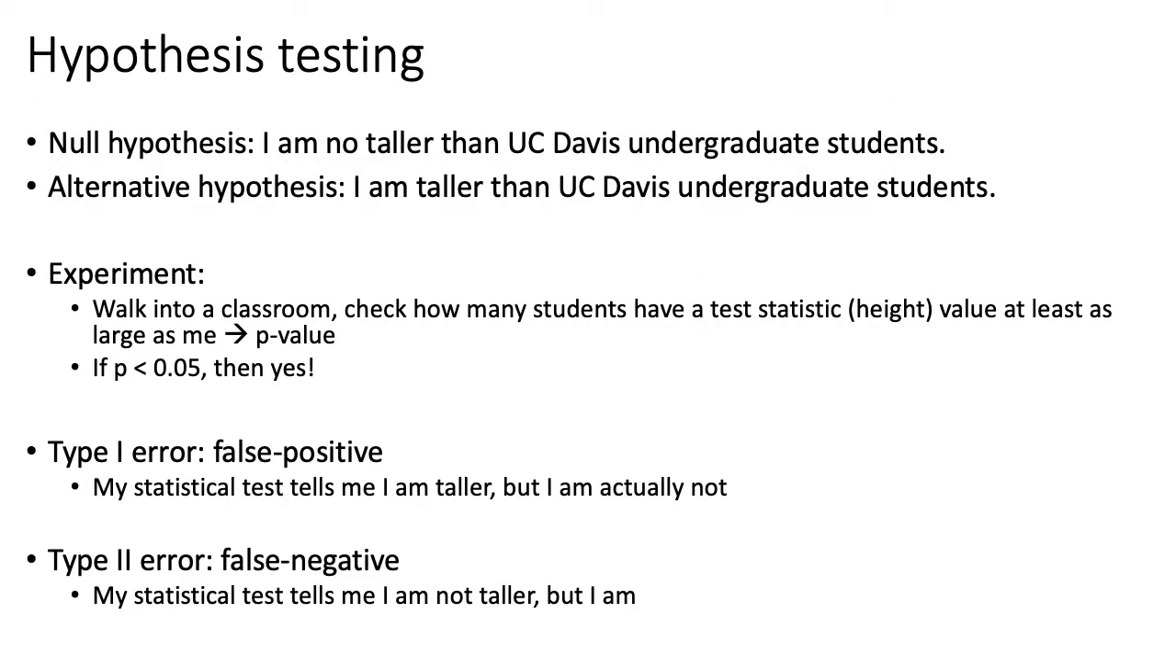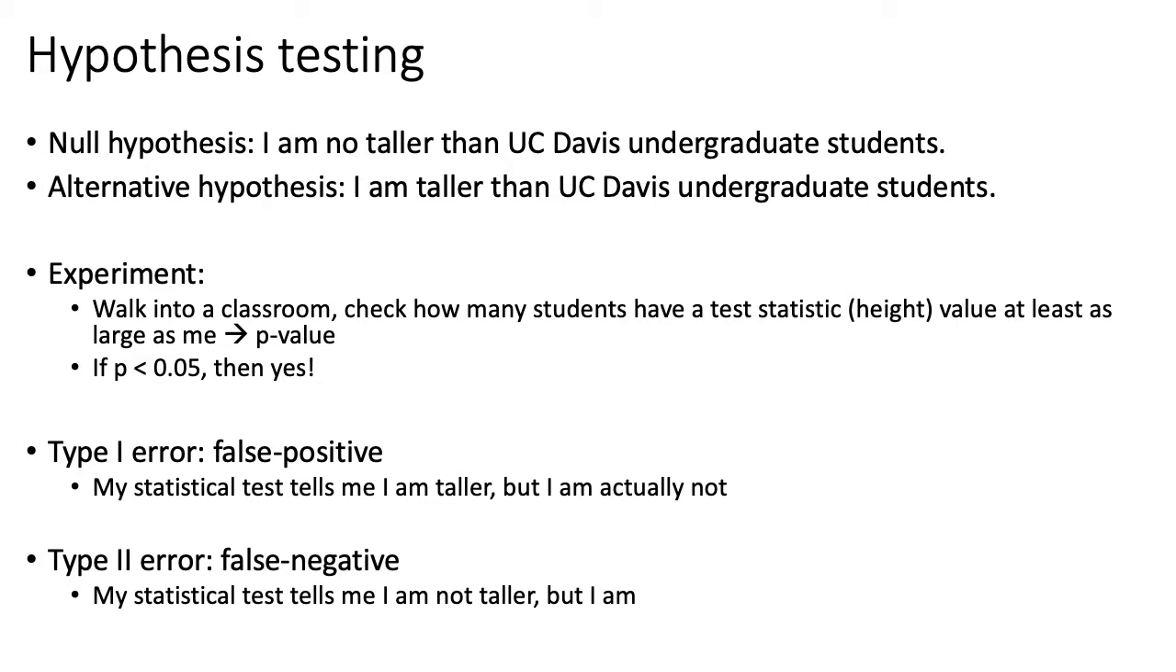And so in order to answer the question of, given a bunch of peaks across the genome, which ones are real, we have to discuss the concept of hypothesis testing, or essentially go back to the discussion about p-values. And so to motivate the discussion about hypothesis testing, suppose I want to perform an experiment in which I want to test the hypothesis that I am no taller than UC Davis undergrad students. Right, so my null hypothesis is that I'm no taller than UC Davis undergrad students, and my alternative hypothesis would be I'm taller than your average UC Davis undergrad student.